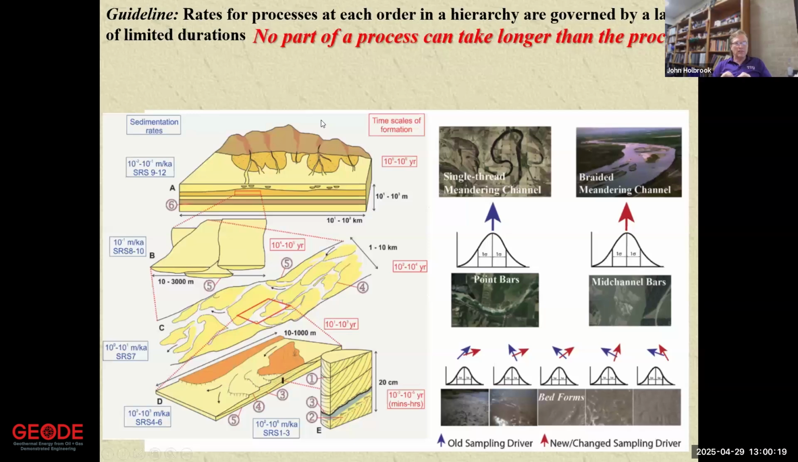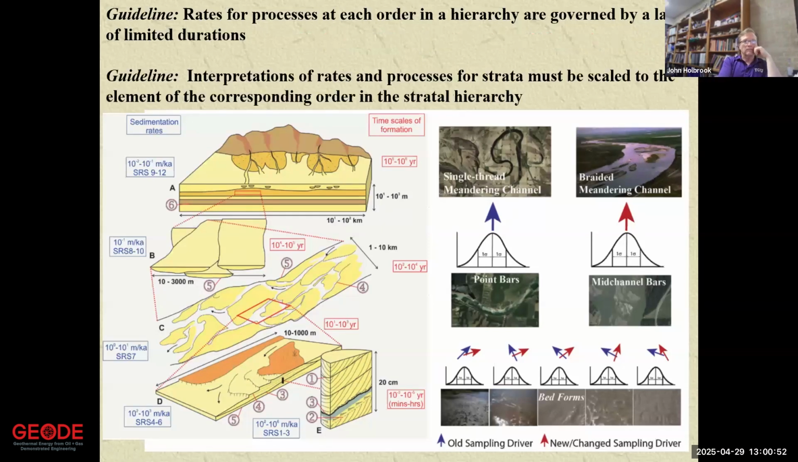So for instance, if I'm making cross sets and those cross sets are making bars, well, the cross sets can't take longer to make than the bar does, because the bar is made of the cross sets. Then the bars are making up channel belts. Well, I can't take longer making a bar than to make the channel belt. And similarly up, the channel belts make larger amalgamated complexes of channel belts, which would be something more akin to your flow unit. So, next slide. If you're trying to interpret your sedimentary body and say, what made this reservoir? What things forced it to be what it is?